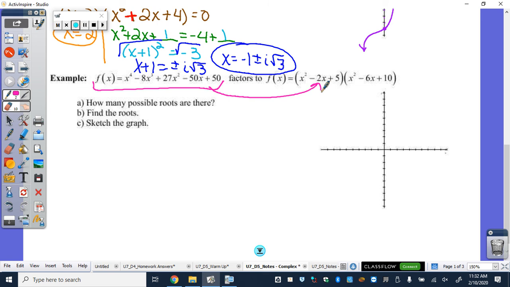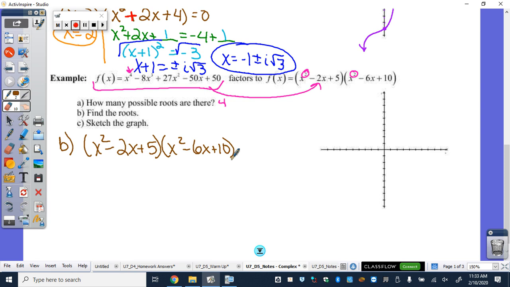So looking at either the one in standard form or the factored one, how many possible roots are we going to have? 4. 4th degree, or adding up those 2 together. So 2 plus 2 tells us we're going to have 4 possible roots here. So let's go ahead and find them. I'm going to start with the factored form. So my x squared minus 2x plus 5 times my x squared minus 6x plus 10.